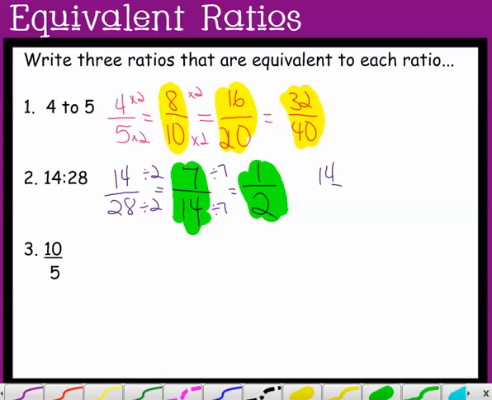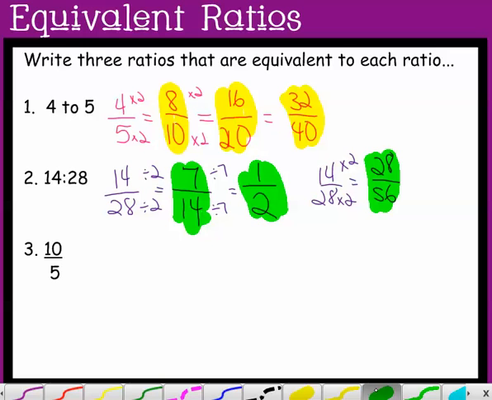I can take 14 28ths. I can multiply by 2 this time, and I'll get 28 over 56. And there is my third equivalent ratio. So you can see in this example, multiplication or division can be used. Just use what makes your work easiest.